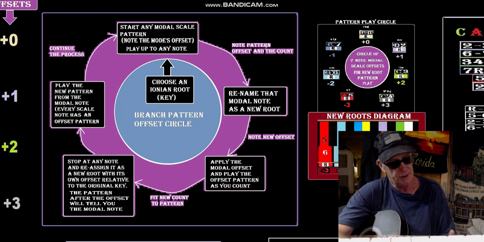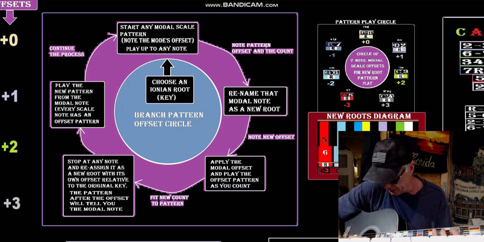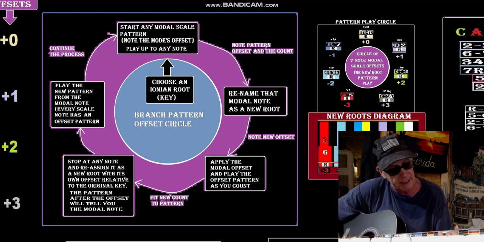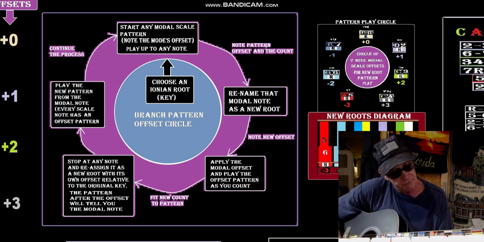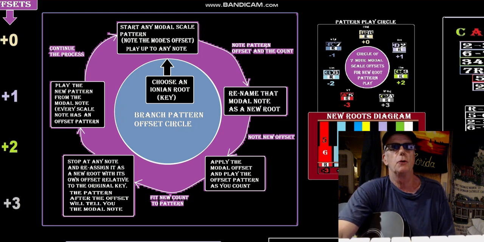We counted it. We counted 6, 7, root, 2, 3. But let's rename that root as root, 2, 3, 4, 5. Now we're on the fifth of that one. So play the offset pattern as you count.